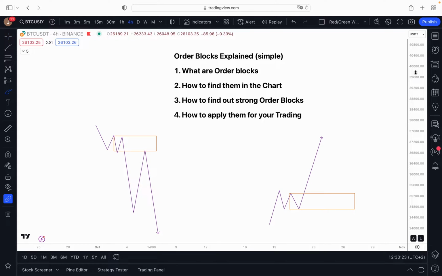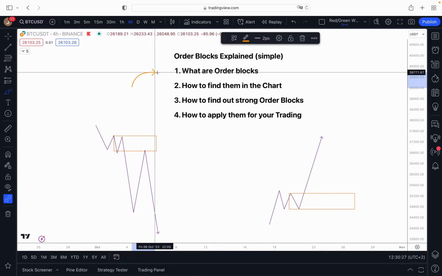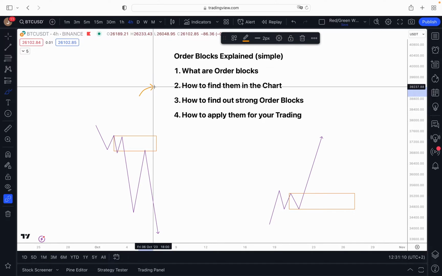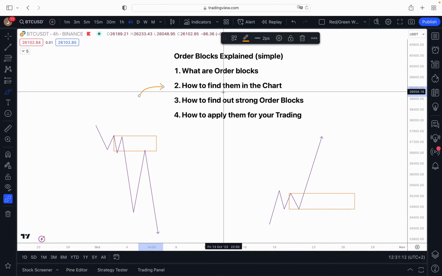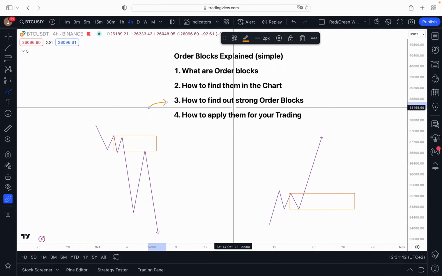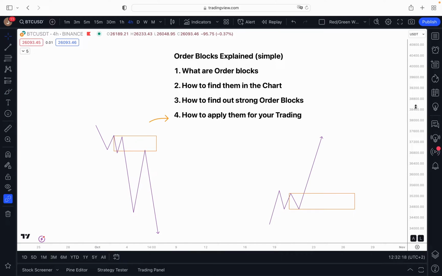So in this video I will show you the following things. First I will explain what order blocks are so you can really understand them and see why they are so powerful. Then I show you how to find them in the chart. After this video you won't have problems finding the order blocks in the chart. After that I show you how to find strong order blocks, because not every order block is a good place to trade from. And at last I show you how to apply them for your trading. I will show you some good and some bad examples for order blocks.